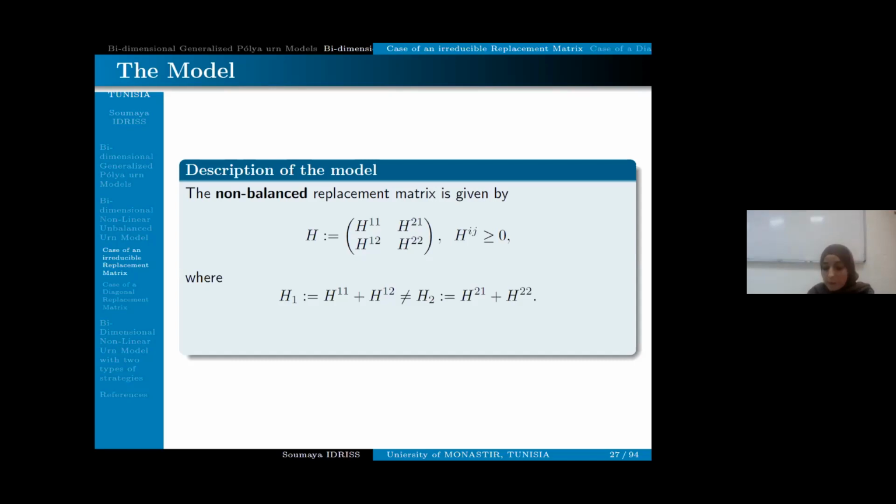And I remark that Zn can converge to a constant, not a random variable. Yes, because usually in your model, the limit is a random variable. But here we observe that it may be deterministic.